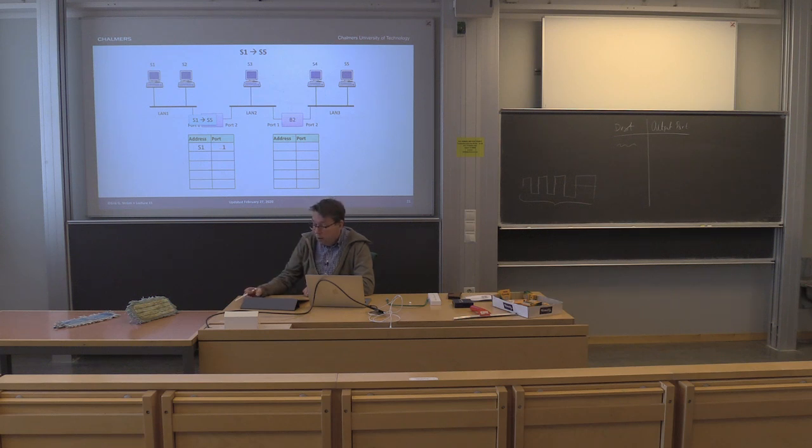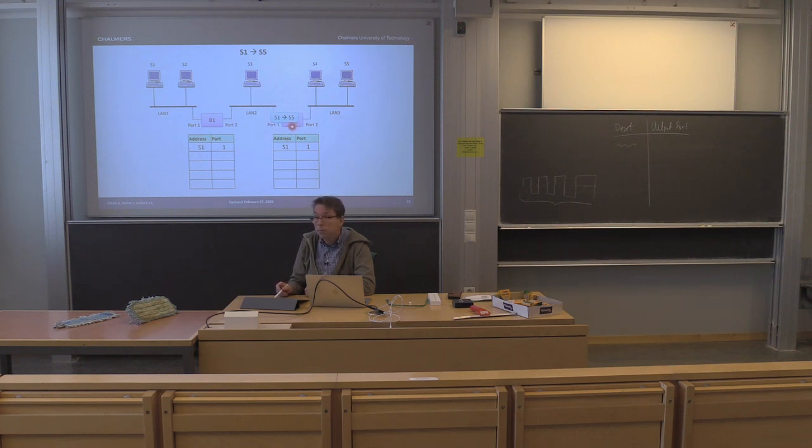Then it looks at the destination address S5 and sees, do I have S5 in my forwarding table? No, I don't. So then I send it out on all my ports. And in this case, there is only 1 port, namely port 2. And you shouldn't send it out on port 1 again, because that makes no sense. It just came from port 1, right? But it has a port 2, so it sends it out on LAN 2.